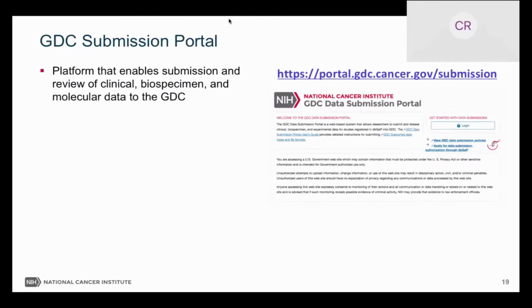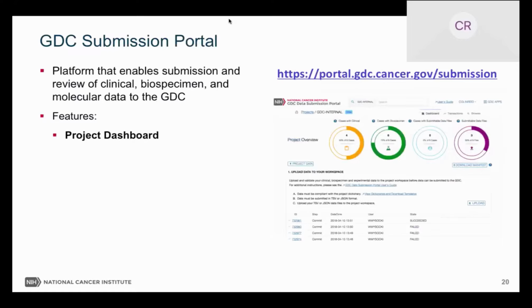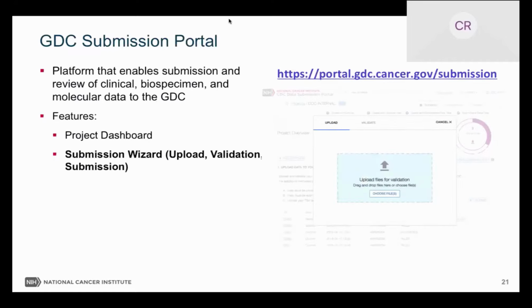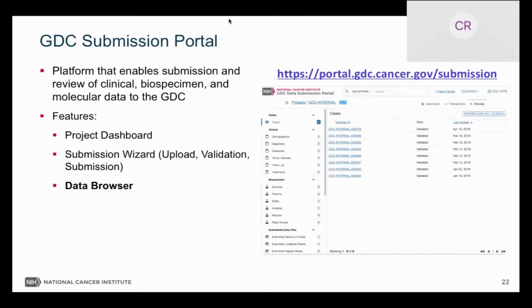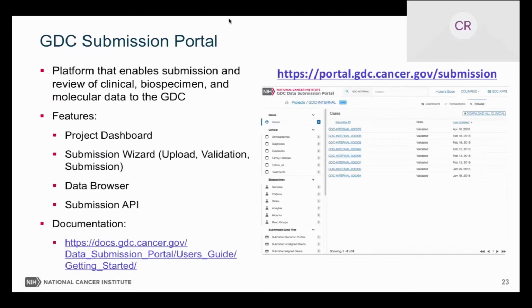To facilitate the submission process for people who want to get data into the GDC, we have a submission portal, kind of like the GDC portal, that enables people to submit their data to the GDC. It has a project dashboard to review all the data that's currently been submitted, a submission wizard to help people in uploading and validating the data that they're going to provide to the GDC, and then a browser to view the data. Again, we've got this all really well documented on our documentation site, and it's a really important piece of the GDC.